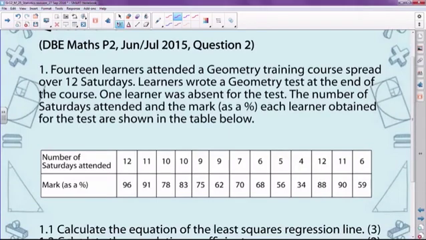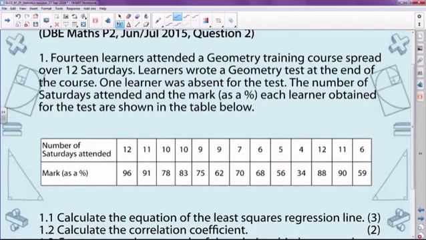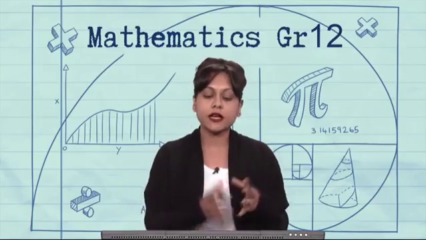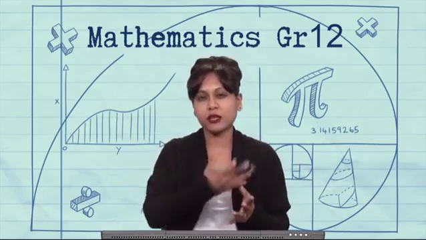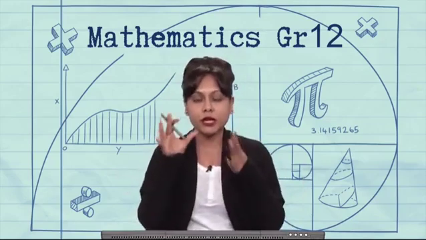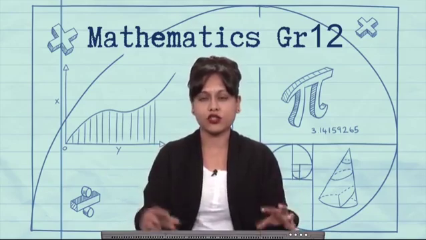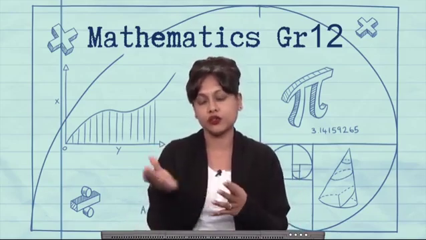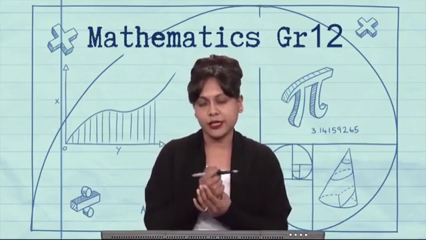This comes from the June-July 2015 paper 2. It's question 2. I'm simply going to give you time here to take down the table that's drawn, or to find the question paper. If you're learning from your past exam papers, perhaps you can find the question paper. If not, take down the table that's given in the question so that as we go through the question, you can refer back to the table. I'm going to give you 2 minutes to take down the table.